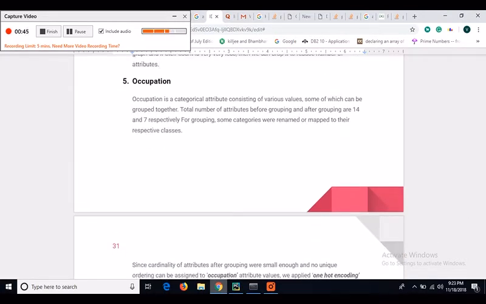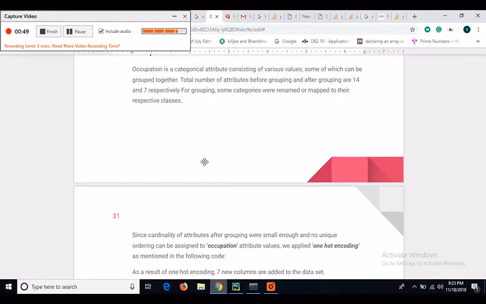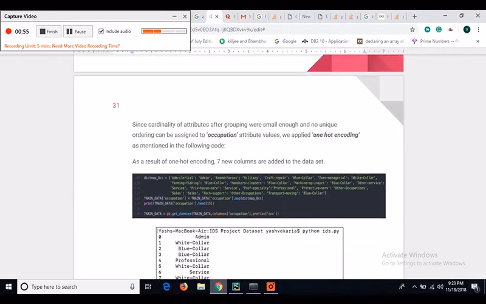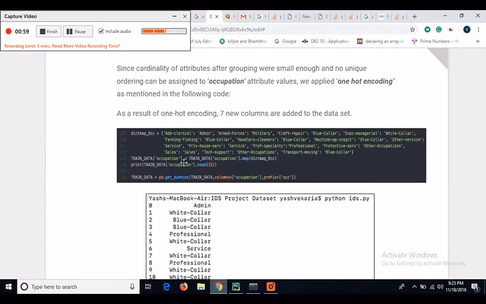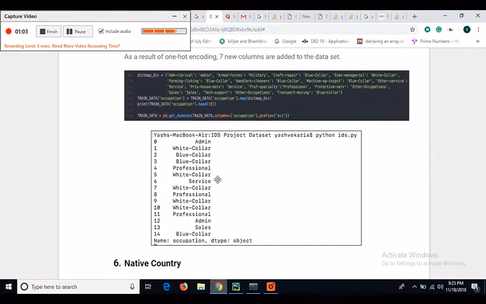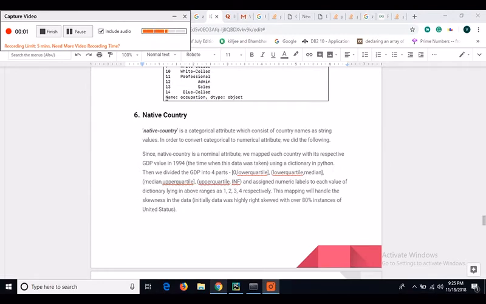Now coming to occupation. Occupation is a categorical attribute. So we have done the grouping, similar to the above, in occupation, and then we have applied one-hot encoding. After doing the mapping like this, we applied one-hot encoding using the same function as above. This is the output for occupation. Now we will talk about the native country column.